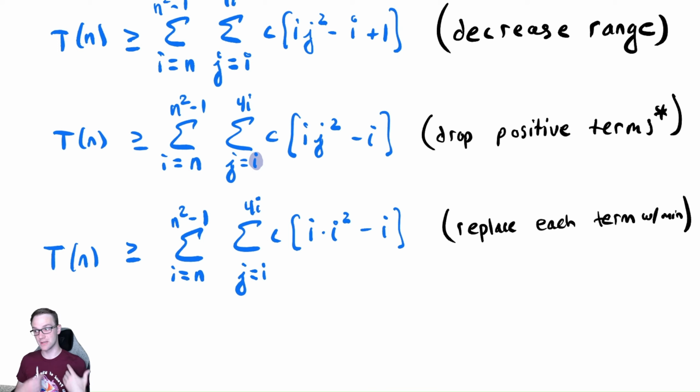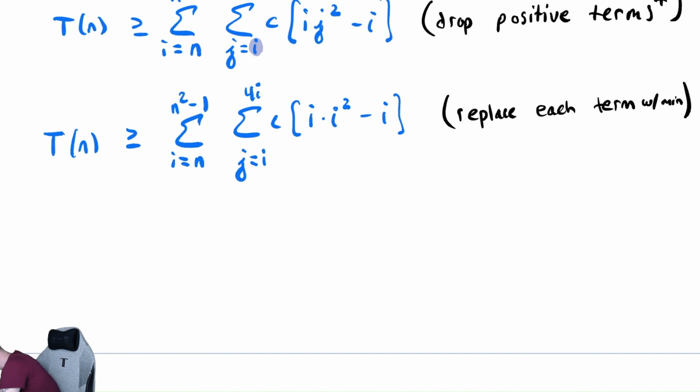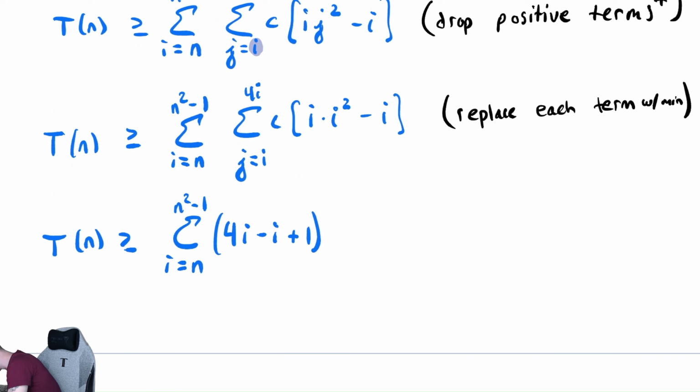And now, just as we did before, j is no longer inside of the summation. The summand now only pertains to i. Therefore, we just take the thing inside of the summation and multiply by the number of terms. So we get T of n is greater than or equal to the sum from i equals n to n squared minus 1 of the number of terms, which is the top bound, minus the bottom bound, plus 1, times the summand, which is c times i cubed minus i.